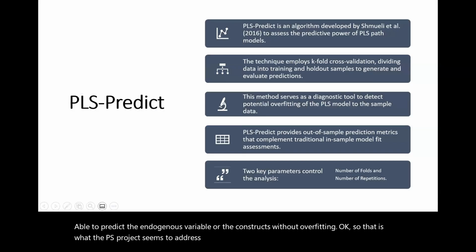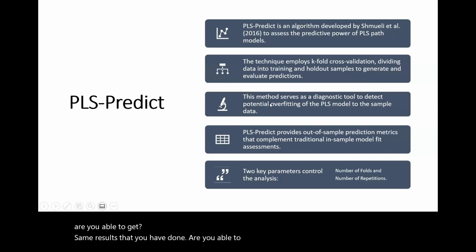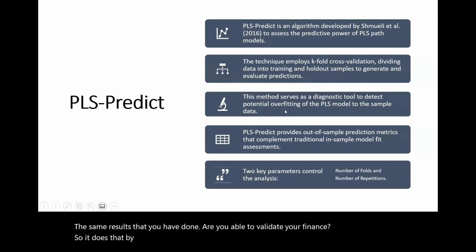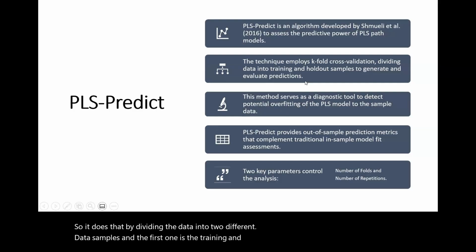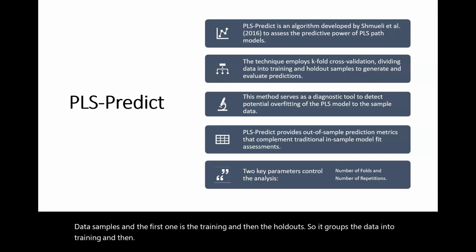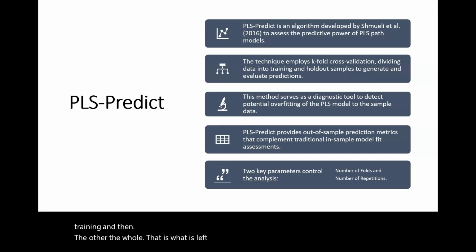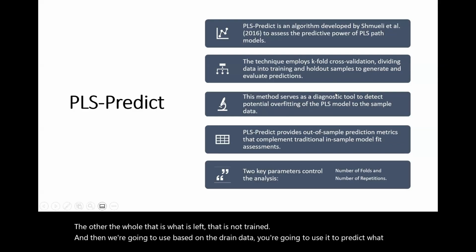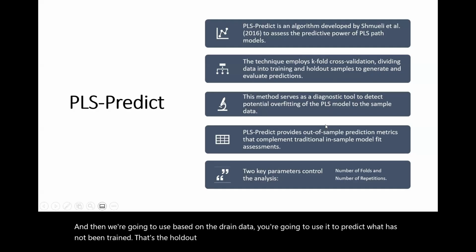So if you are to go back and take the questions, are you able to get the same results that you have done? Are you able to validate your findings? It does that by dividing the data into two different data samples. The first one is the training and then the holdout. So it groups the data into training, and the holdout is what is left, that is not trained. Based on the trained data, we are going to predict what has not been trained. That's the holdout sample. So let's look at the parameters. The number of folds.